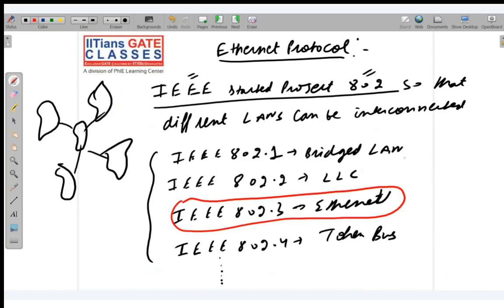Okay, so let me start it. Take the snapshot. I will jump to the next slide. I have just built the background of why Ethernet was developed. It was developed so that different LANs can be interconnected. To connect different LANs, this protocol was developed. Take the snapshot. I will jump to the next slide. Done, sir.